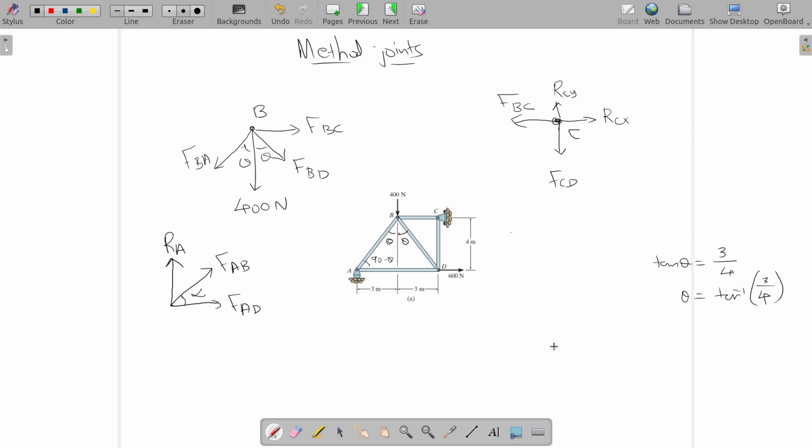And consider joint D. You have F CD, F BD, and F AD. This angle is again alpha, right? This angle will be again 90 minus alpha, which is theta. If this is theta, this will also be theta.